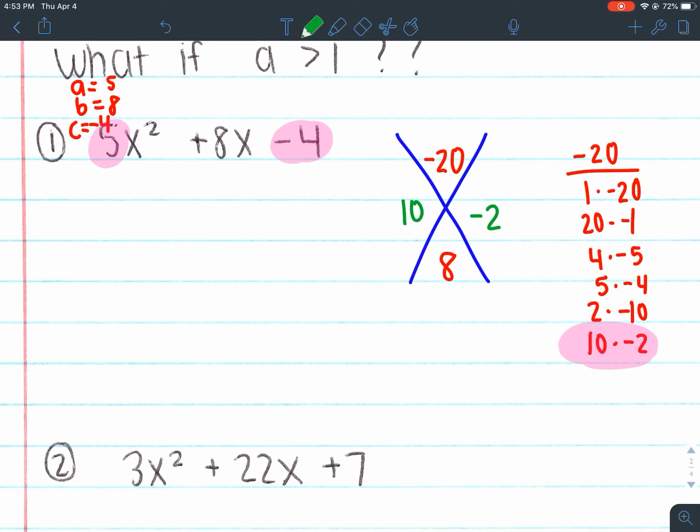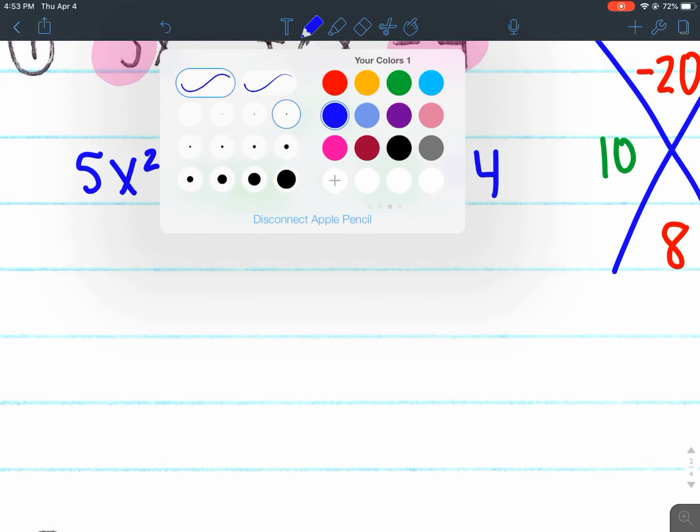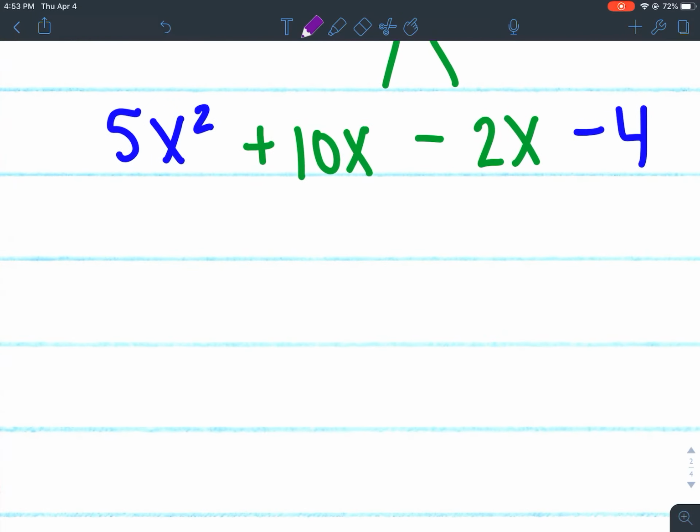Again, when I did the factoring earlier, I'm just trying to split up that middle term. So I have positive 10x and negative 2x. And then those outside terms stay the same. So 5x squared is still there and negative 4 is still there. Okay? And now I'm just going to do like I normally do and factor out my GCF for factor by grouping. Now my greatest common factor here is actually 5x.